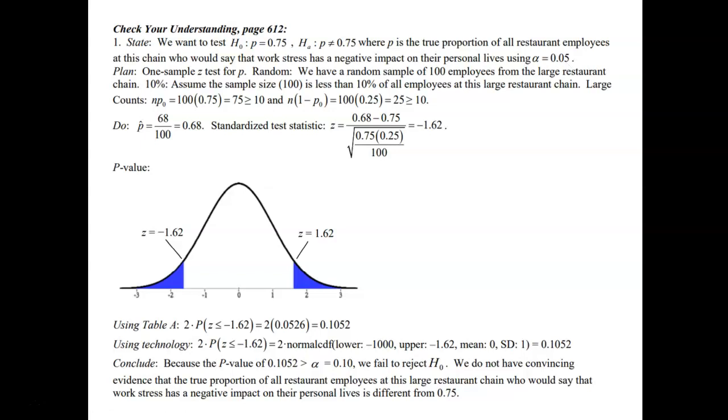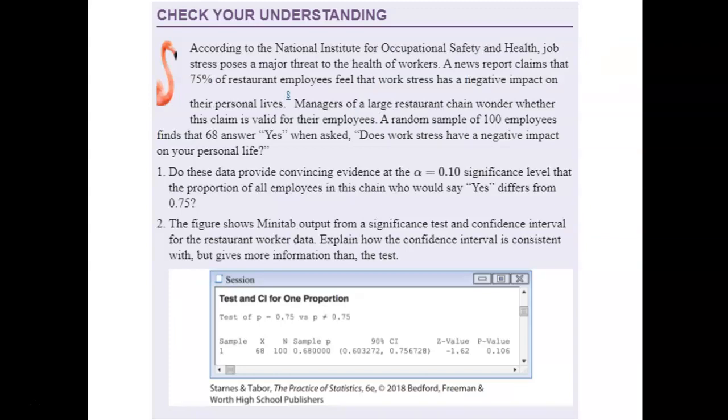We have a random sample of 100 employees, so that's the random part. 10%: it's reasonable to say that 100 is less than 10% of all the employees at the restaurant chain. It was 10, right? 100, yeah, okay.